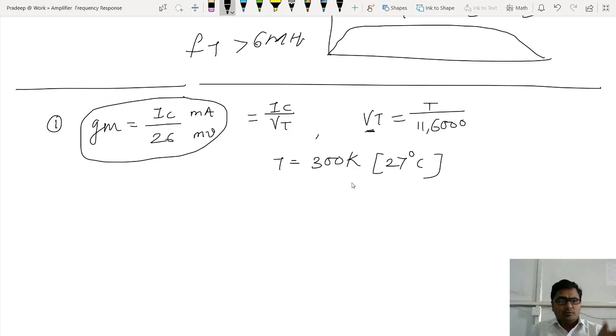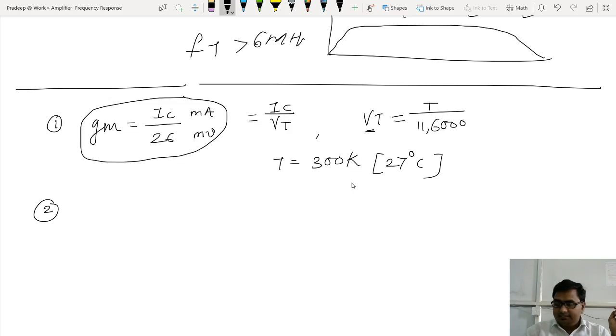Whenever you want to calculate transconductance, use this IC divided by 26. Don't even think about what VT is, what room temperature is, or at what room temperature I am calculating VT. Just go for the magical figure 26. That's what it is.